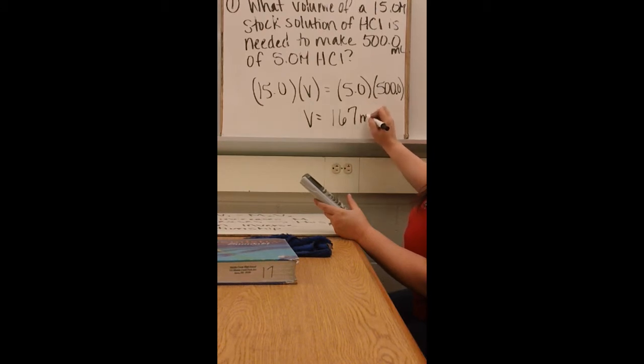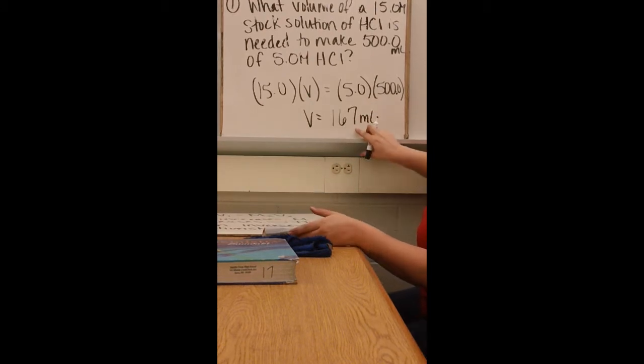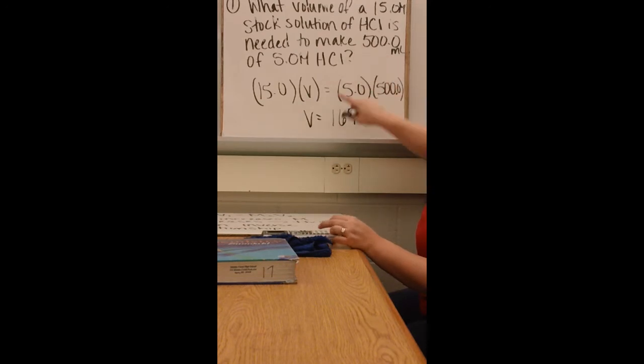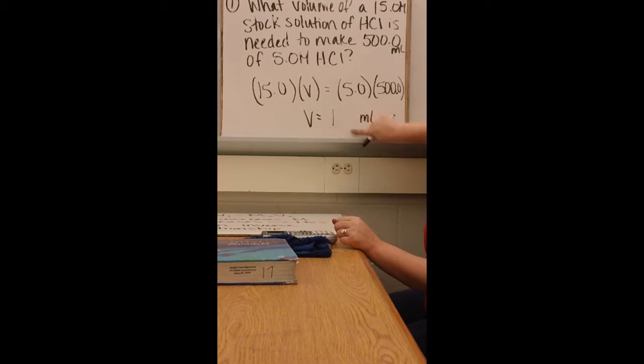gives us 167 milliliters. Now that is 3 significant figures. We go back to our problem and we find our least number. So we had 3, 2, and 4. So we need to round this number to 2 significant figures. So it would not be 167, but instead it would be 170 milliliters.